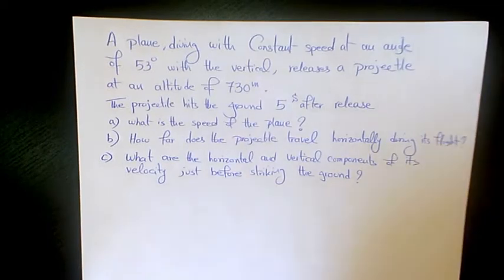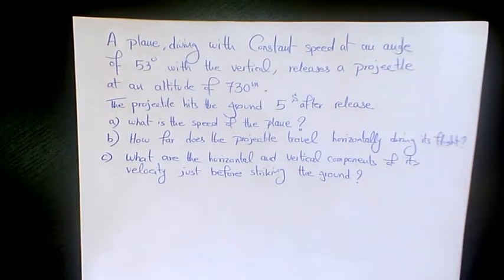So the next question is saying, a plane flying with constant speed at an angle of 53 degrees with the vertical releases a projectile at an altitude of 730 meters. The projectile hits the ground 5 seconds after release. We need to find out the speed of the plane, how far the projectile travels horizontally during its flight, and what the horizontal and vertical components of its velocity are just before striking the ground.